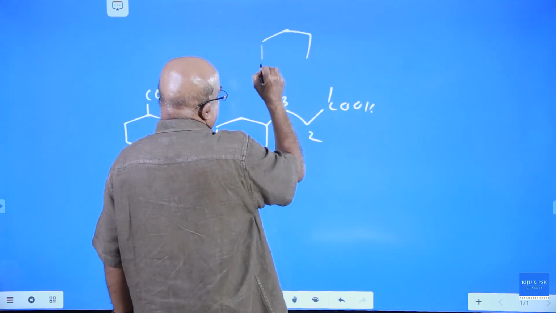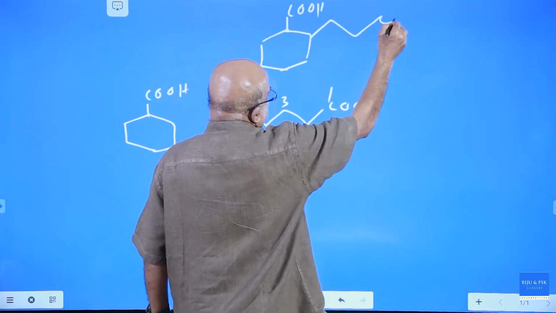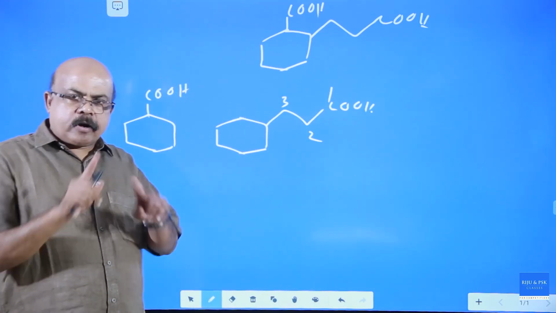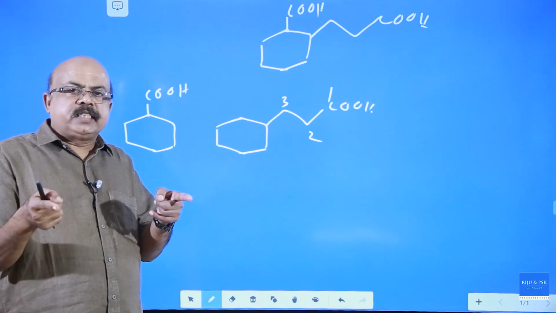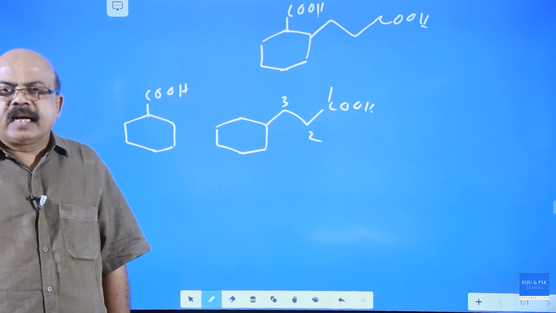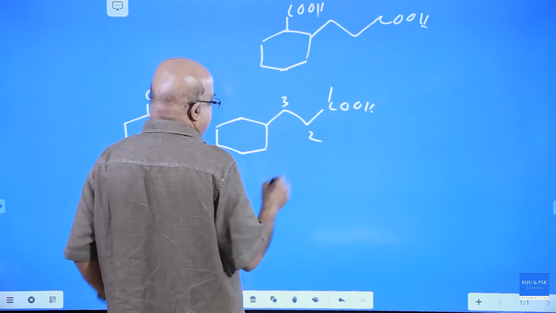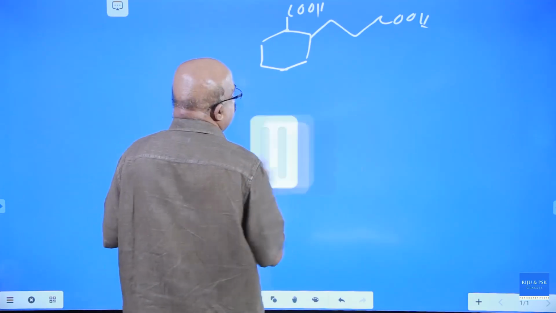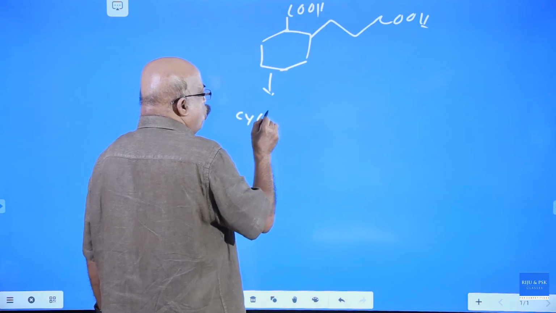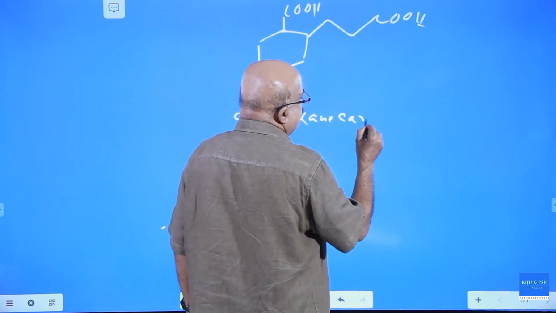If this is your given structure to be named, here 6 carbon atoms are in the ring, 3 carbon atoms are in the side chain, and both contain the same functional group. In such a situation, the ring is treated as the parent. This is the parent. The parent name is, name of the parent molecule, cyclohexane carboxylic acid.